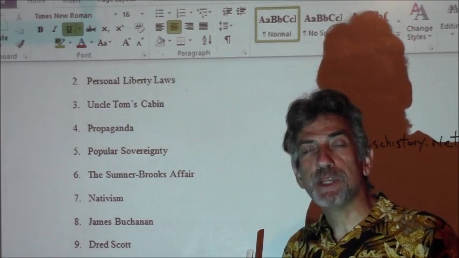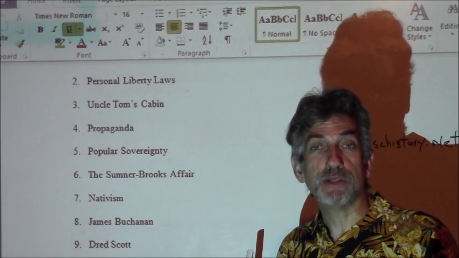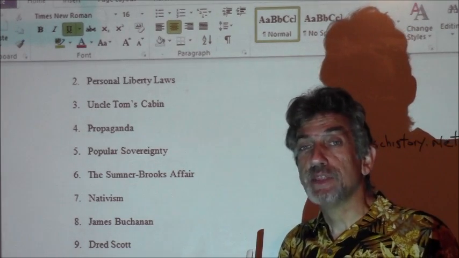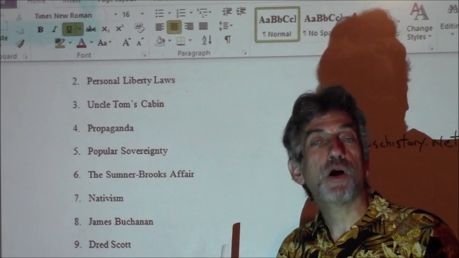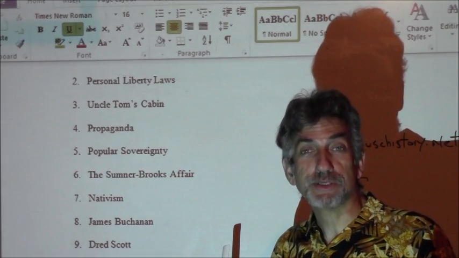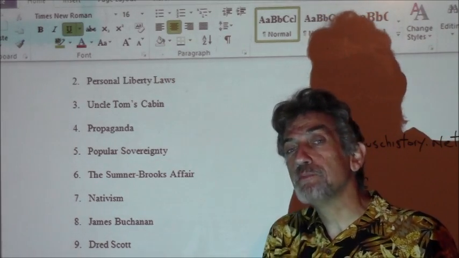Charles Sumner gives a speech called the Crime Against Kansas, in which he calls out Andrew Butler, who is a very strong pro-slavery proponent. And he says that Andrew Butler has a harlot, and the harlot is slavery. Meaning, Andrew Butler sleeps with a prostitute and the prostitute is slavery. Well, Preston Brooks was Andrew Butler's nephew.